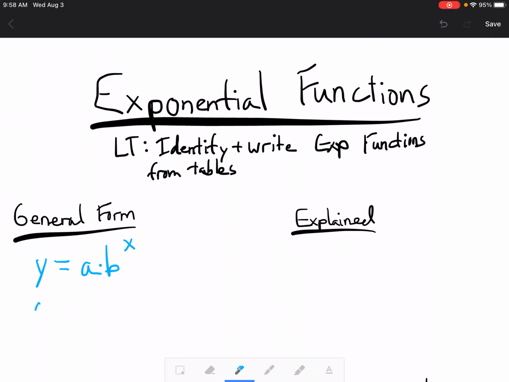So the first one is a cannot equal 0, because if a equals 0, the whole thing is 0, and then that's just kind of lame and boring. So we don't have anything fancy there. So a can be anything, but it can't be 0.